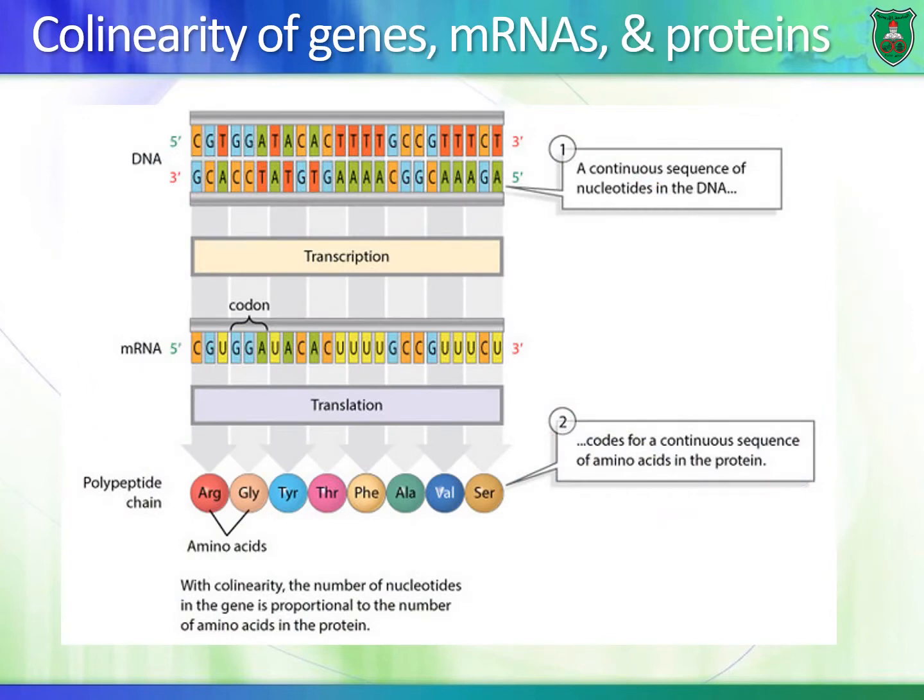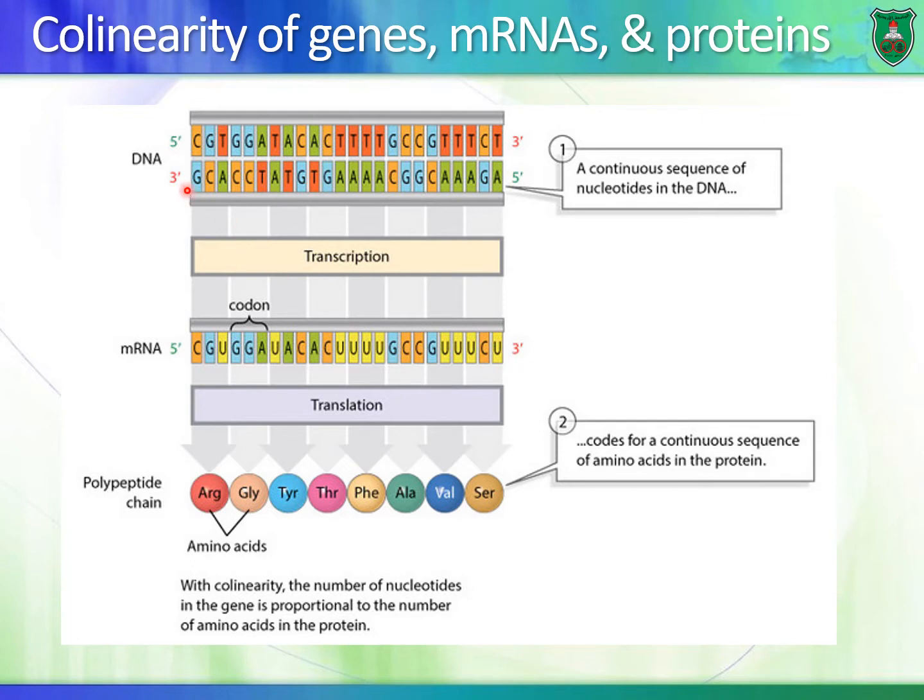Okay. So basically, there is a colinearity of genes, mRNAs, and proteins. What it means is that the DNA, a specific gene, is read from the 3' end to the 5' end. Okay, and it is read in that direction, and the mRNA is synthesized in a direction of 5' to 3'. So it's complementary to the coding strand. Okay, so notice right here you have G, C, A, and the complementary messenger RNA reads C, G, U, etc.